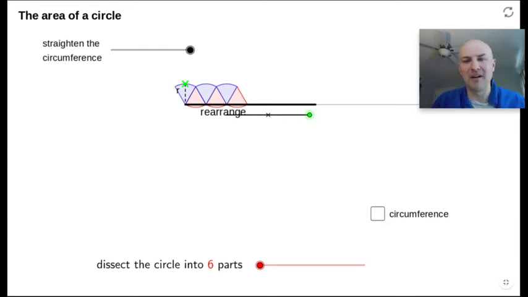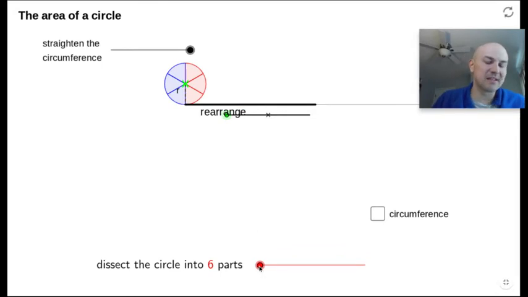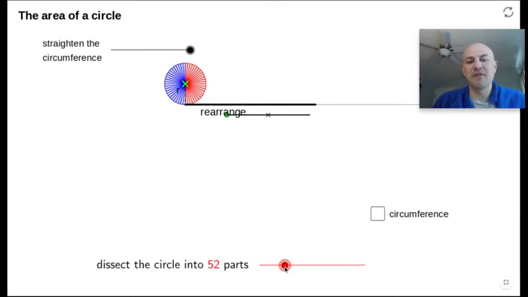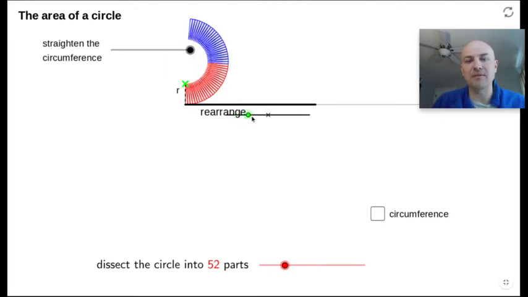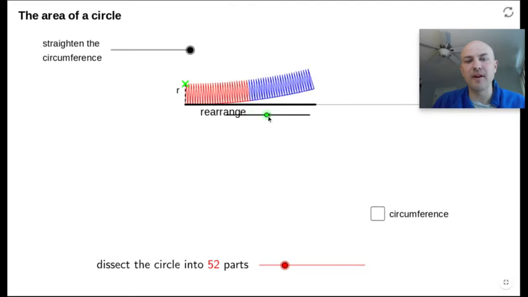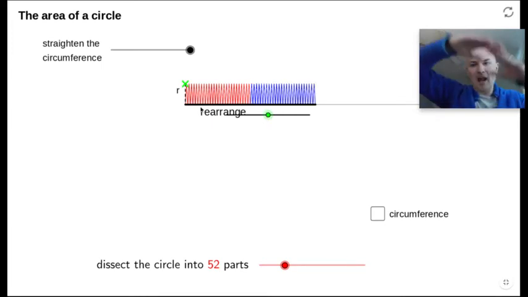But watch what happens as I increase the amount of pieces. So instead of cutting into 6 pieces, let's cut into, I don't know, 52 pieces. So there's 52 little slices of pizza here. Now, check this out. Again, if I spread it out, there I go. It's right there. Aha. So I spread it out.